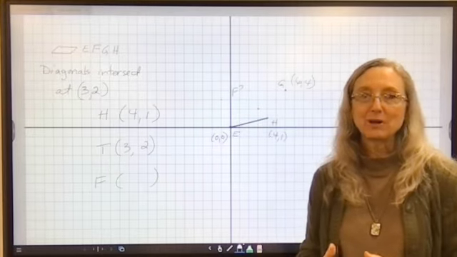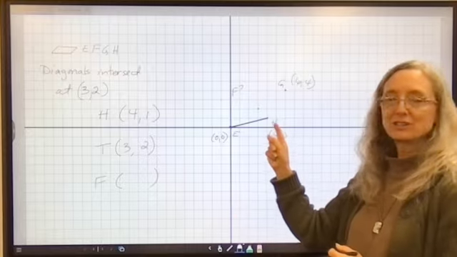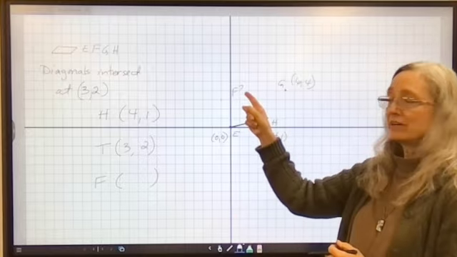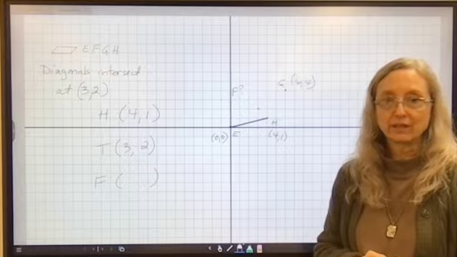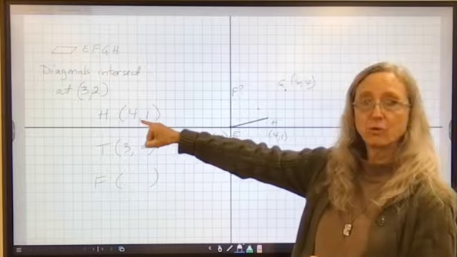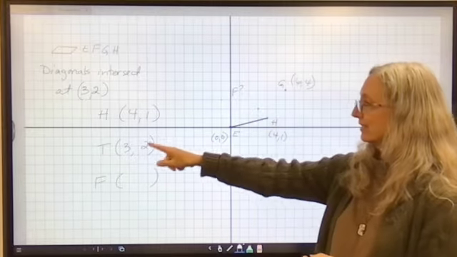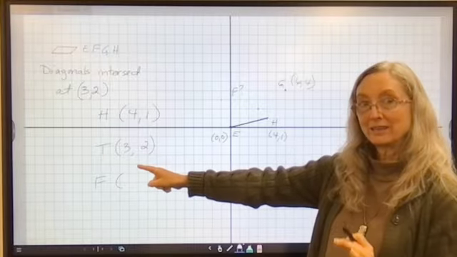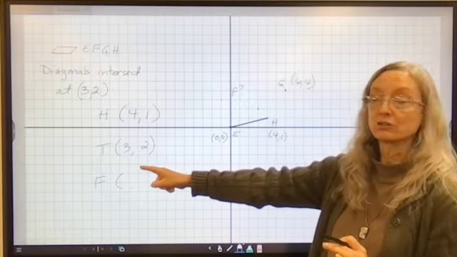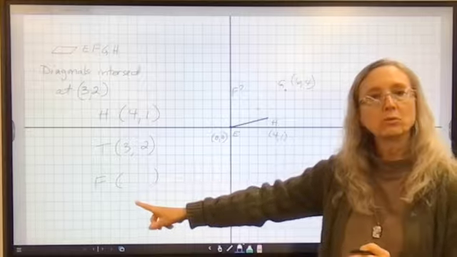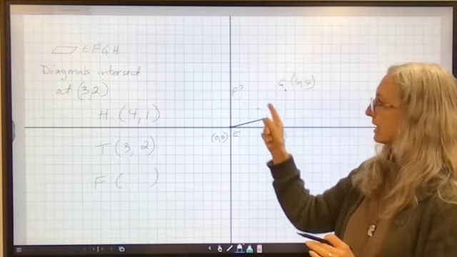Okay, let's repeat that process. On the other side, I'm starting at H, and I want to figure out where F is on the other side. H is at 4, 1. That's one endpoint. When I'm halfway there, I'm at that midpoint, that point of intersection, 3, 2. So where would F be on the other side?